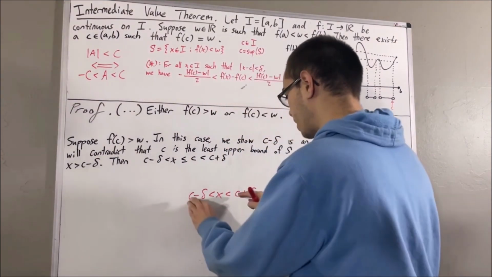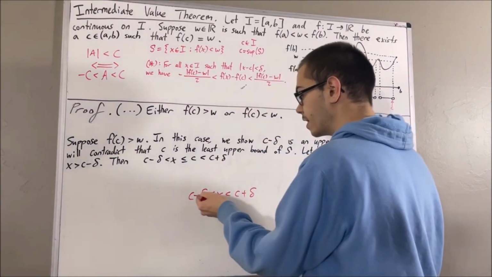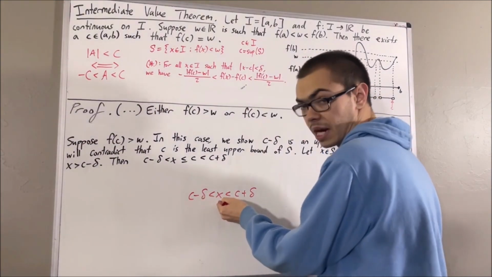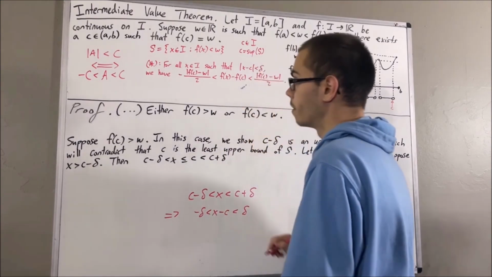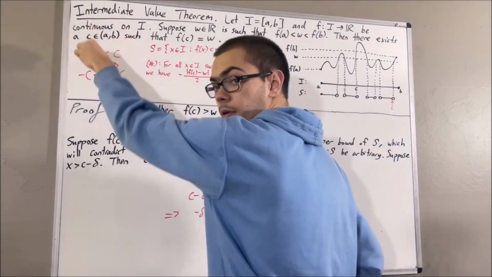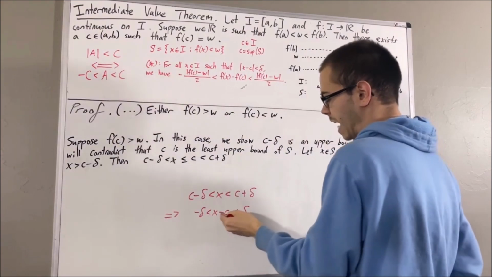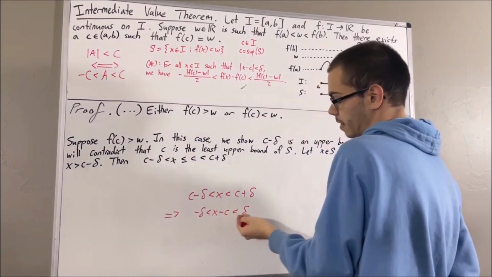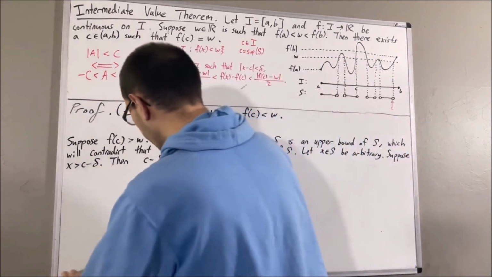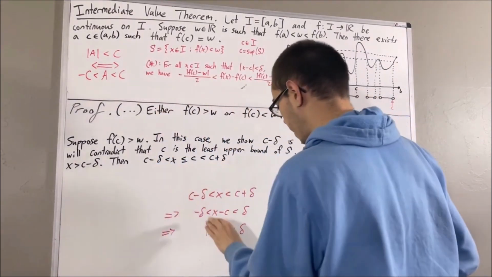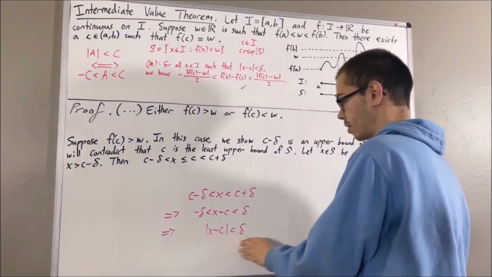Notice if we subtract C on all three sides, we get negative delta is less than X minus C, which is less than delta. But then, by the fact we have here, this is equivalent to saying that the absolute value of X minus C is less than delta. And so, ultimately, this chain of inequalities tells us that the absolute value of X minus C is less than delta.